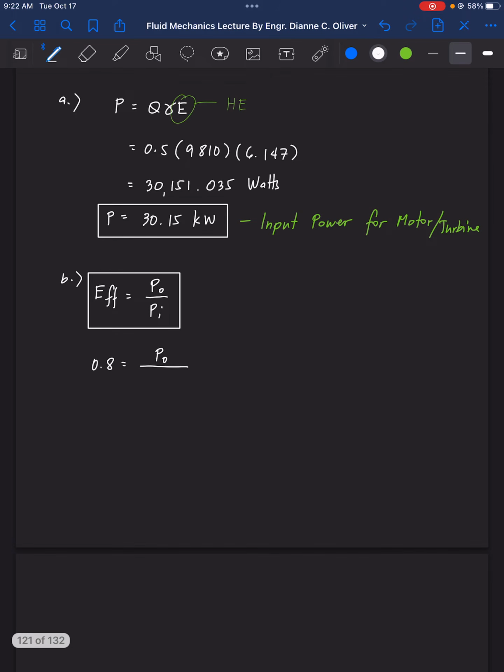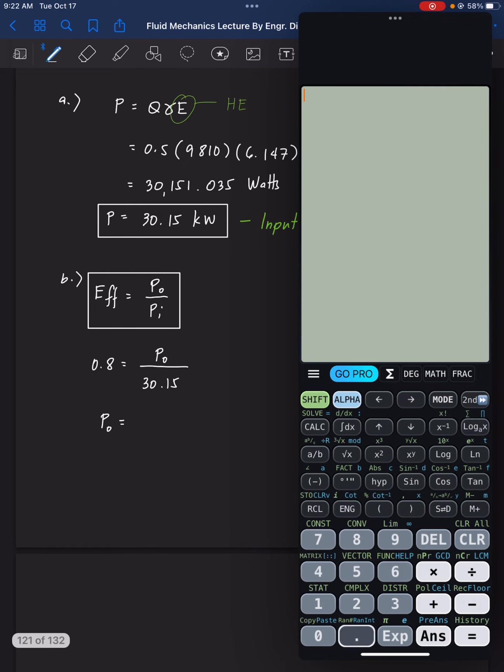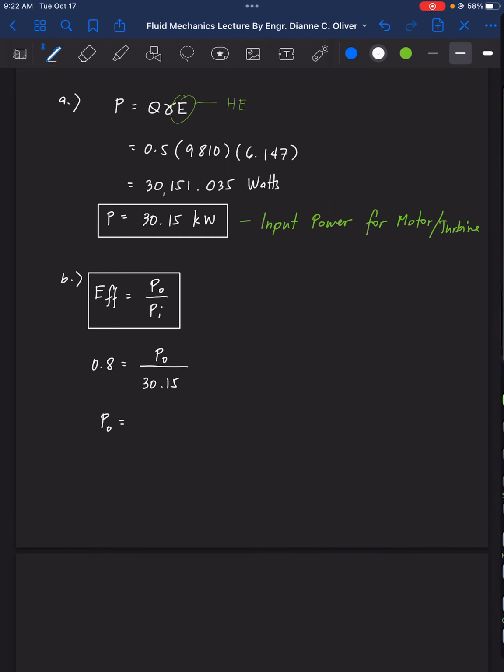Since we have our power input for the motor, and the efficiency 0.8, that is 80%, we are looking for the power output. So power input is 30.15. So power output is equal to 0.8 times 30.15, 24.12 kilowatt. And then from the formula, P is equal to Q gamma E, this is our power output now: 24.12 is equal to 0.5 times 9810.